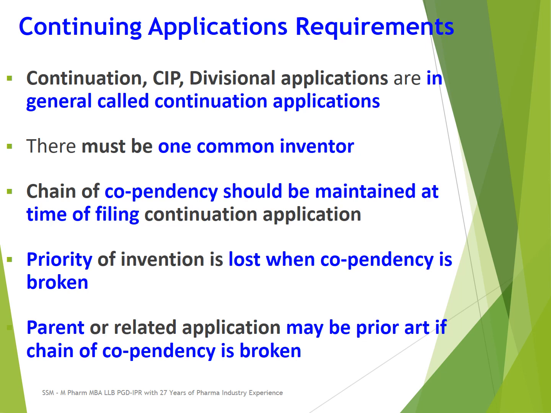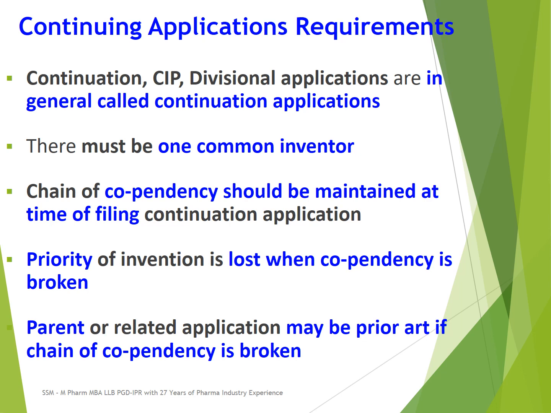Now, requirements for filing a continuing application. In general, the continuation, divisional and CIP, or continuation-in-part, are all called continuation applications. The requirements for filing a continuation application are: first, there must be one common inventor in the original or earlier filed application and in the continuation application. One inventor should be common. If there is no common inventor, then you cannot file a continuation application.